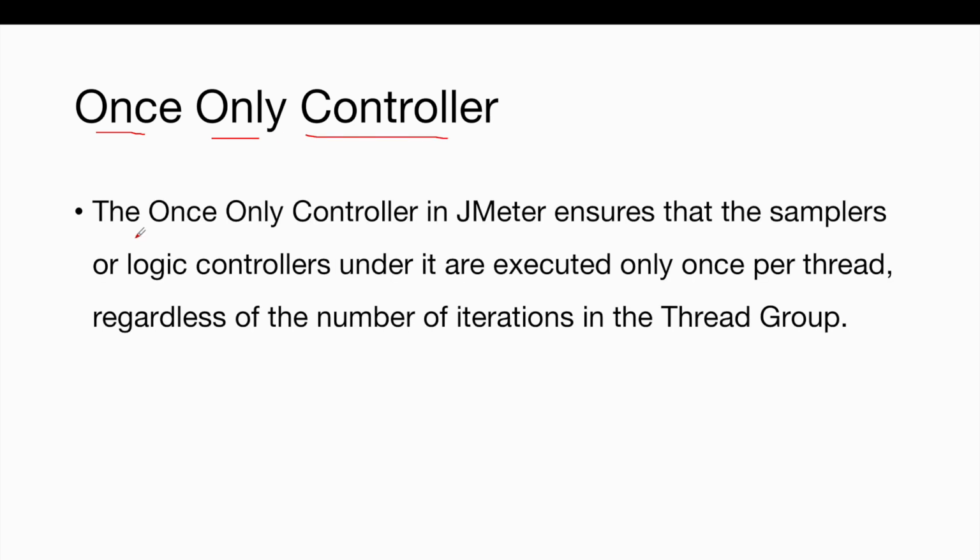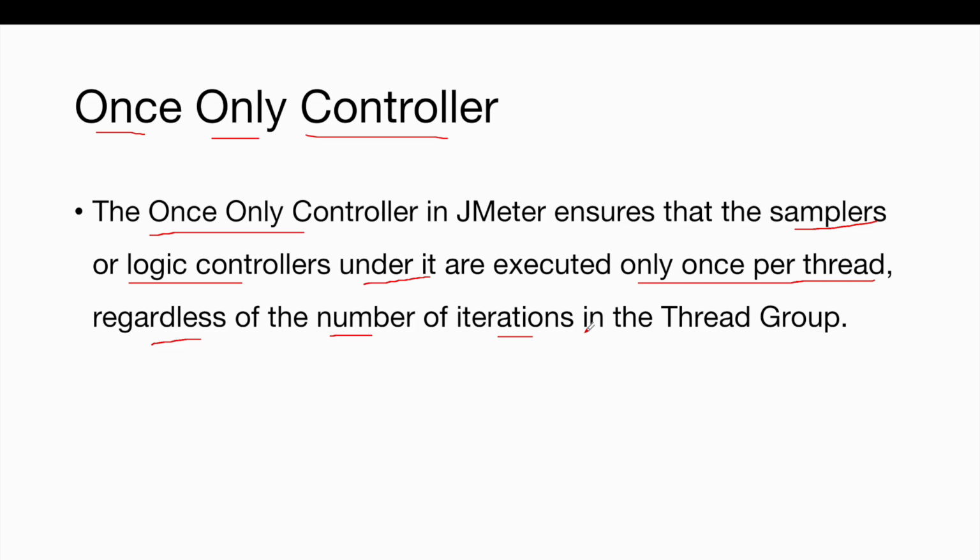Hello, welcome. In this lecture, let us discuss the Once Only Controller in JMeter. The Once Only Controller in JMeter ensures that samplers or logic controllers under it are executed only once per thread, regardless of the number of iterations in the thread group. Irrespective of how many iterations there are, it will execute only once per thread.